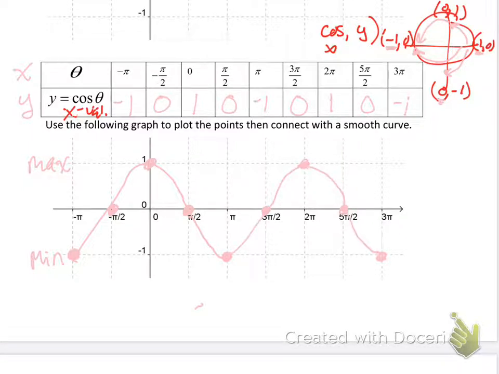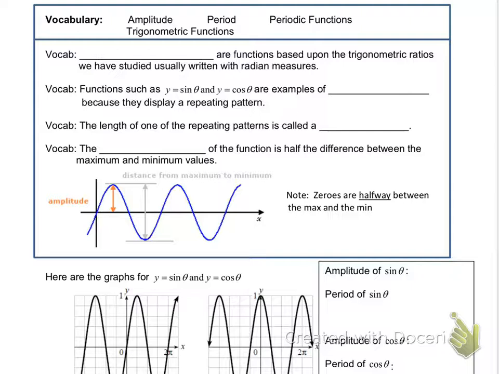Now if I would have started it on the x-axis, then it could look like a sine graph. So you just have to be careful of which way you're going with it. All right, let's fill in some vocab here, and then do a couple more examples, and we'll let you practice.